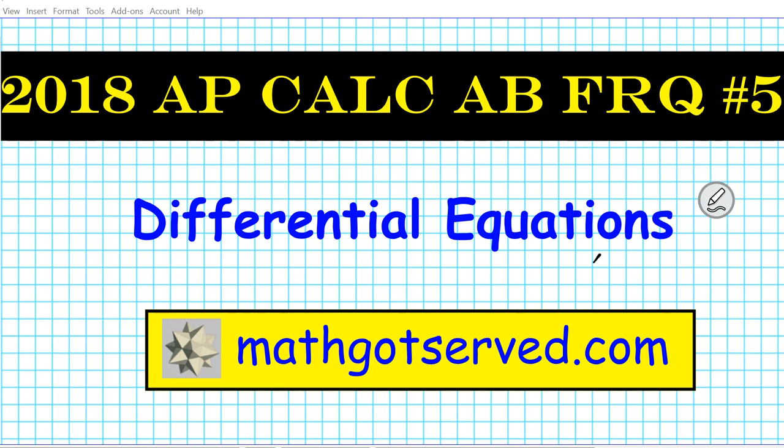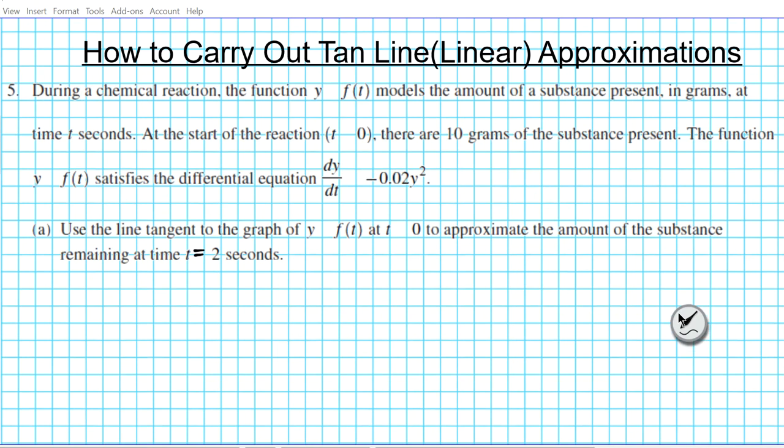In this clip, we're going to be going over question number 5 of the 2018 AP Calculus free response question, focusing on differential equations. Question number 5 reads, during a chemical reaction, the function y equals f of t models the amount of a substance present in grams at time t seconds. At the start of the reaction, t equals 0, there are 10 grams of the substance present. The function y equals f of t satisfies the differential equation dy/dt equals negative 0.02 y squared.